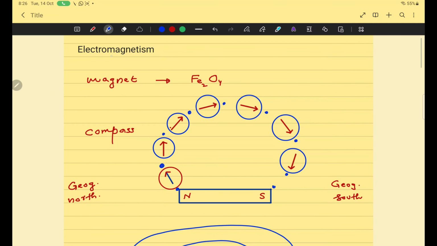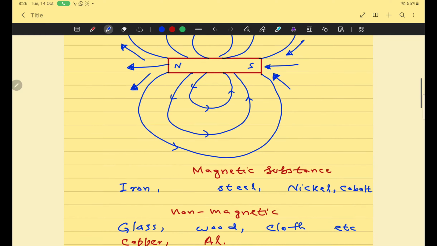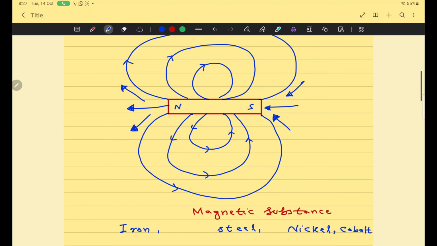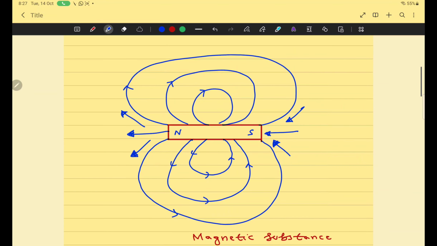Electromagnetism means the magnetic effects which are produced by electric current. This study is called electromagnetism. So when electric current passes through a wire, a magnetic field is produced around the wire, and its study is called electromagnetism. And as I told you earlier, there is a magnetic field around a bar magnet, and this magnetic field is pointing from north to south pole.